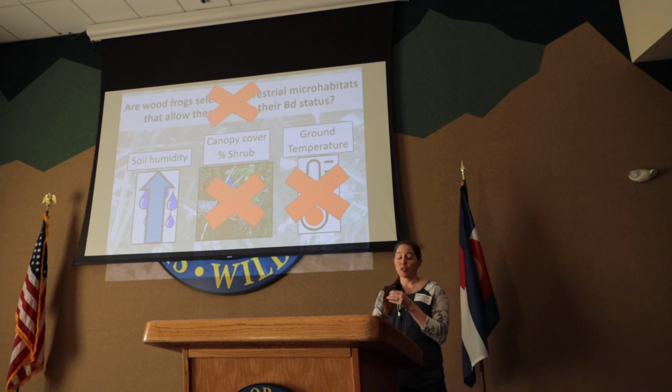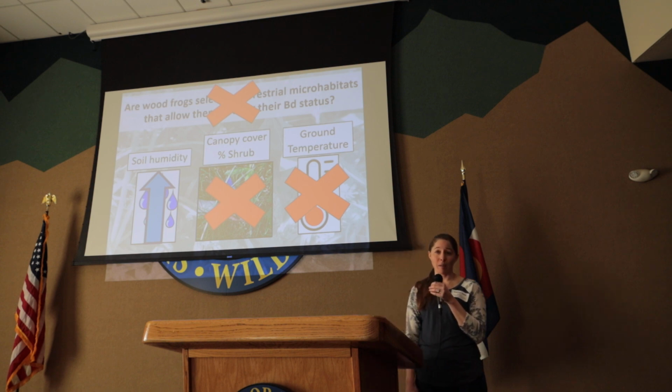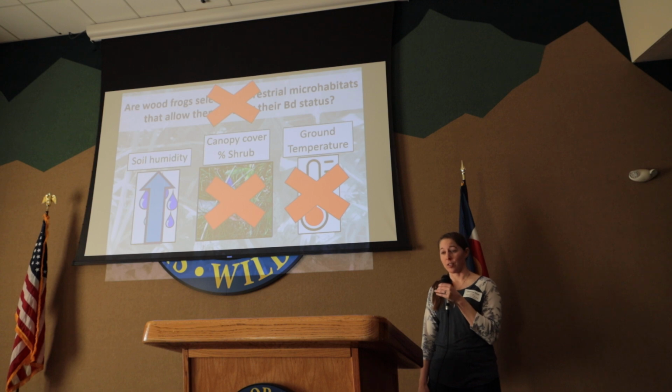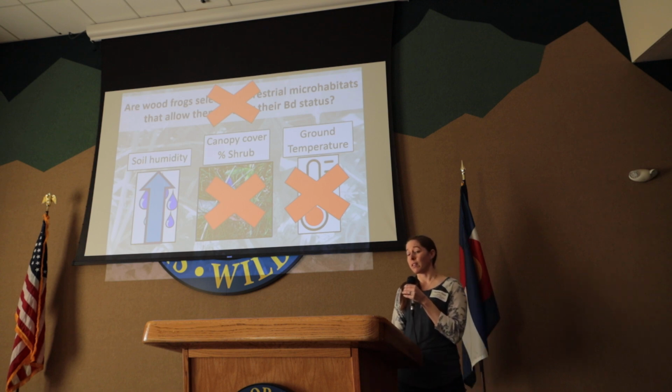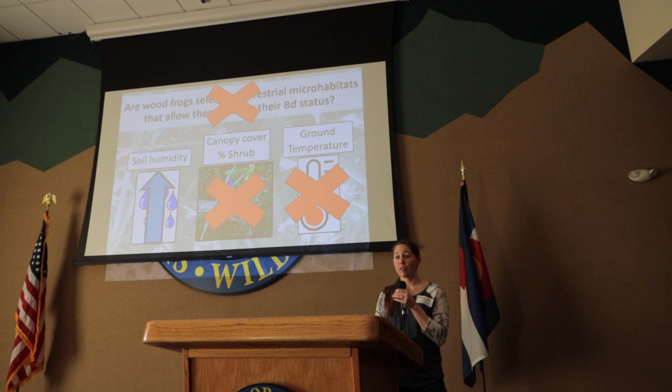And so the answer to our question is, wood frogs did not exhibit changes in their habitat preferences with changes in their chytrid fungus status. Some potential explanations for this might be that they have other strategies for dealing with chytrid fungus, such as their microbiome or their genetics.